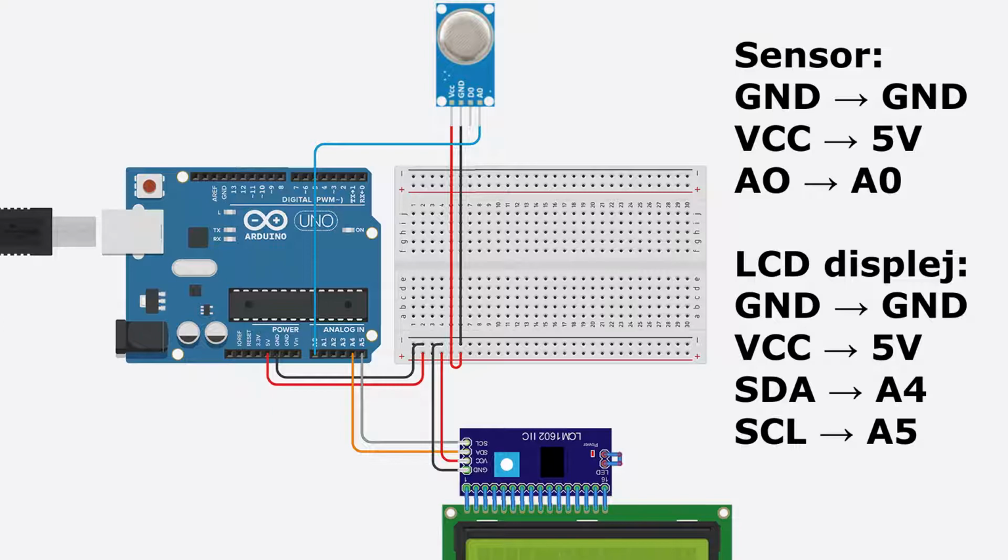Then, wire the LCD display to the Arduino. Connect the ground pin to the GND pin of the Arduino and connect the VCC pin to the 5V pin of the Arduino. Connect the SDA pin to the analog pin A4 of the Arduino and connect the SCL pin to the analog pin A5 of the Arduino.